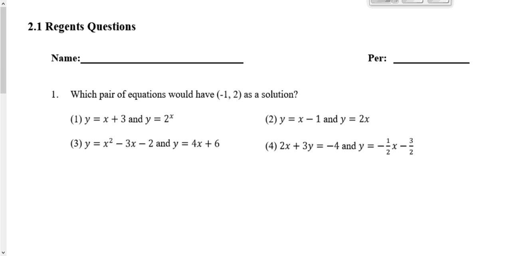Page 81. Which pair of equations from those 4 choices down there would have (-1, 2) as a solution? Remember, this is an x, comma y. So you might have to try a couple. I mean, this is the type of math Regents question I absolutely abhor, because it's guess and check. You just got to plug it in and see. All right?